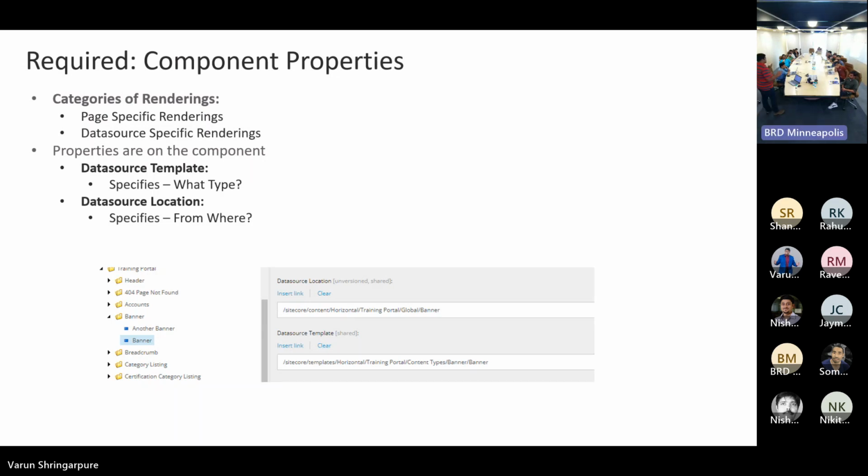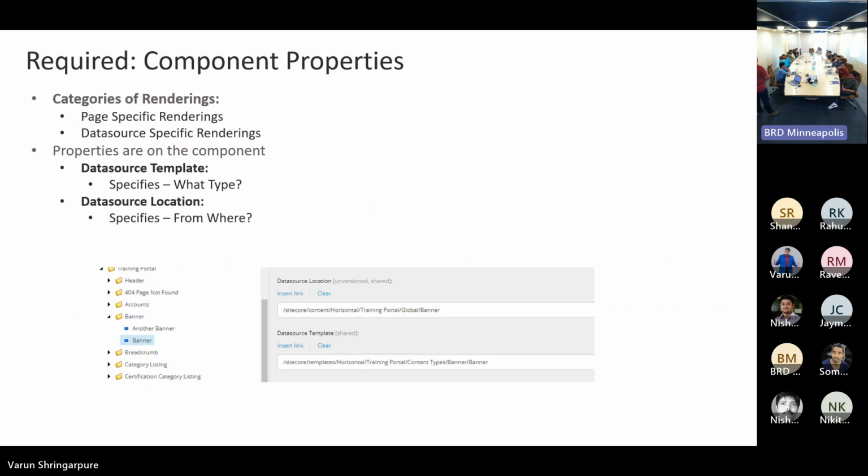One is a page type component or a page type of rendering, which takes information from that particular page's fields, let's say title or breadcrumb. And then there are other components which take some template values. That is a data source component.